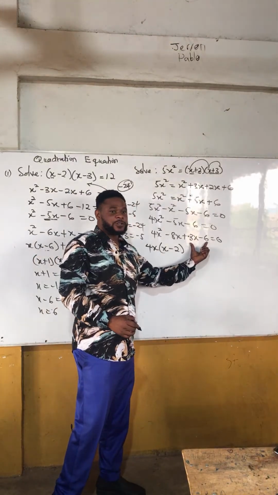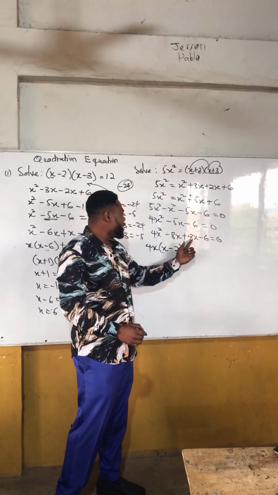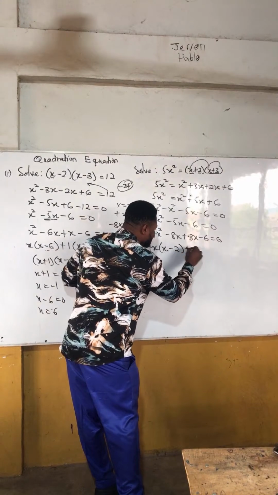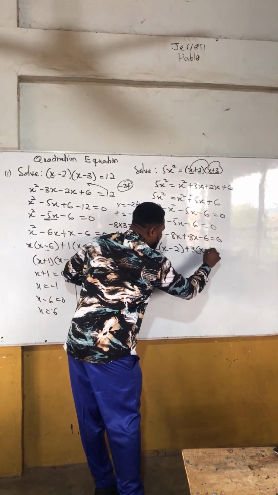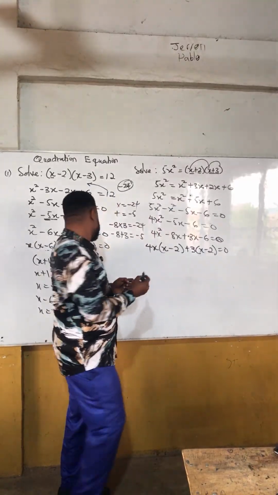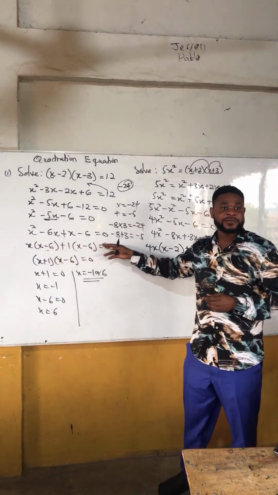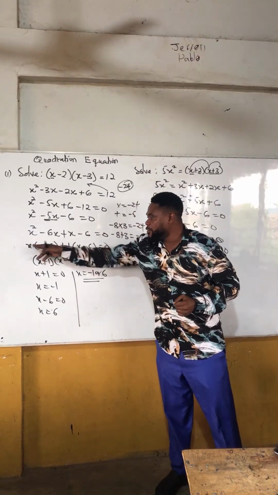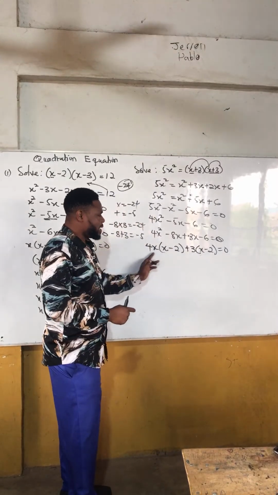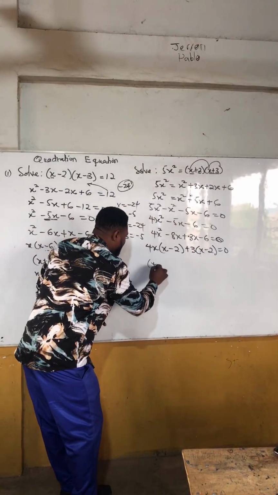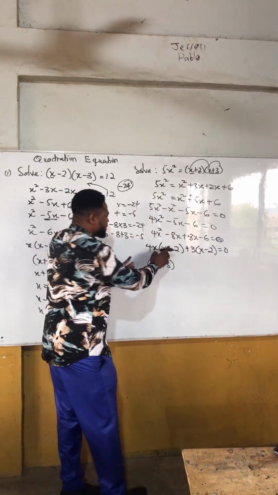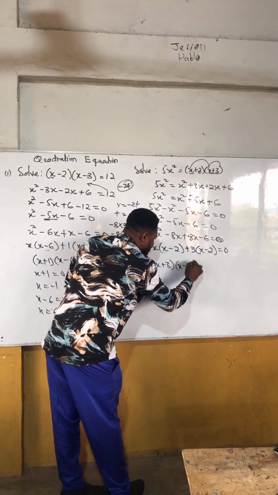Then we move to the last two. Here we have 3 and 6. Can 3 go into 6? How many times? So we bring 3 out, x minus 2 all equal to 0. Then as we have this, those outside we group them, we put them together. The same thing we are going to do here. So we have 4x plus 3 in one bracket. This and that also in one bracket.